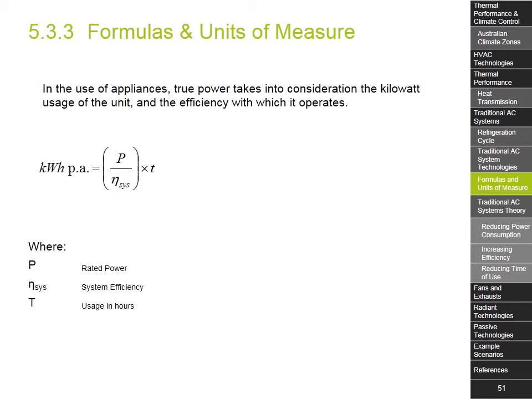To calculate the amount of power required to perform this cycle, we'll return to the basic equation for kilowatt hours per annum. The base calculation states that annual kilowatt hours is equal to the circulated power divided by the efficiency of the system, multiplied by the time for which the system is run per annum. In this instance, it is possible to calculate this in two ways, using either the EER or COP.